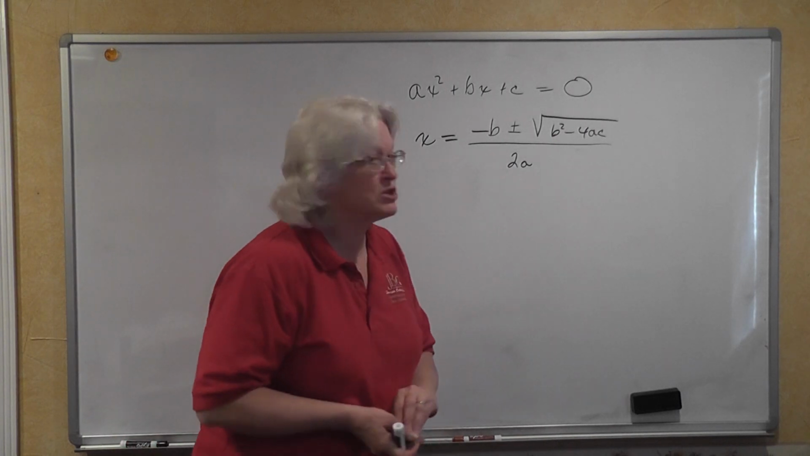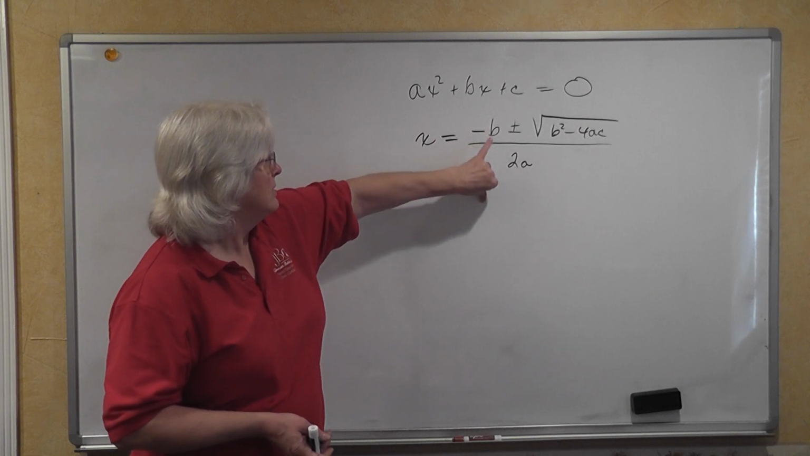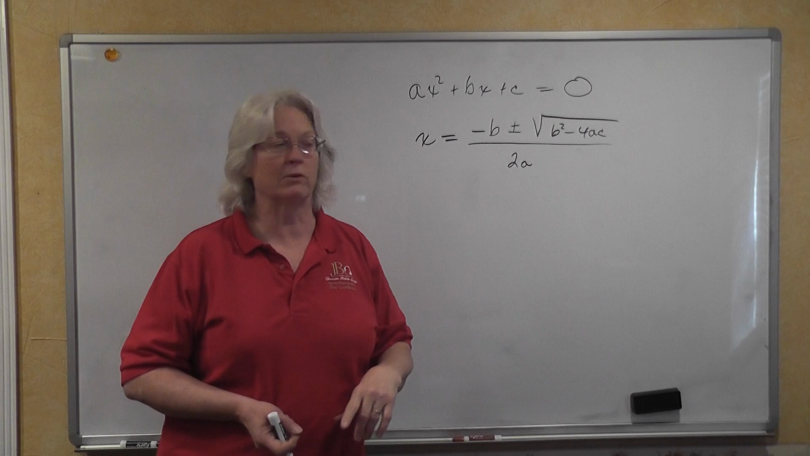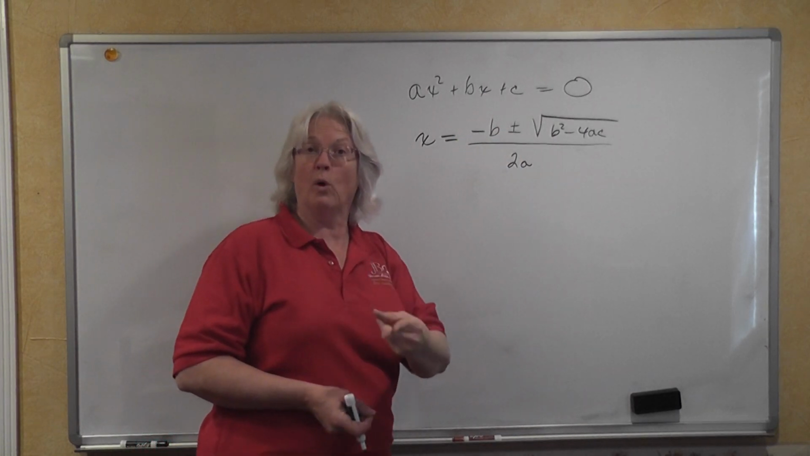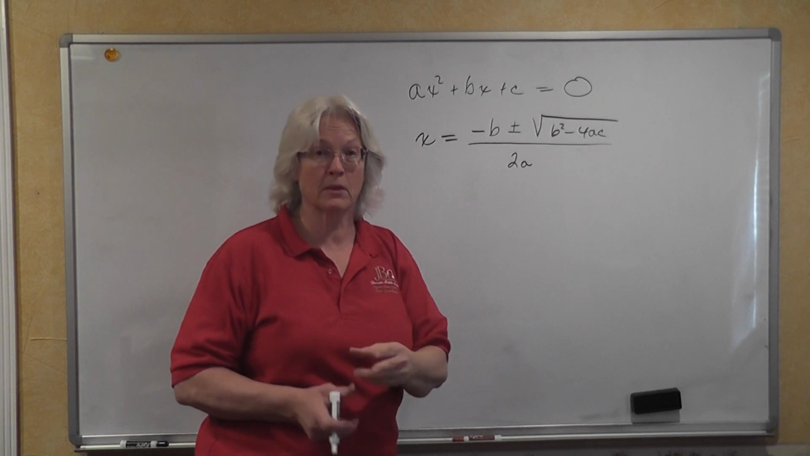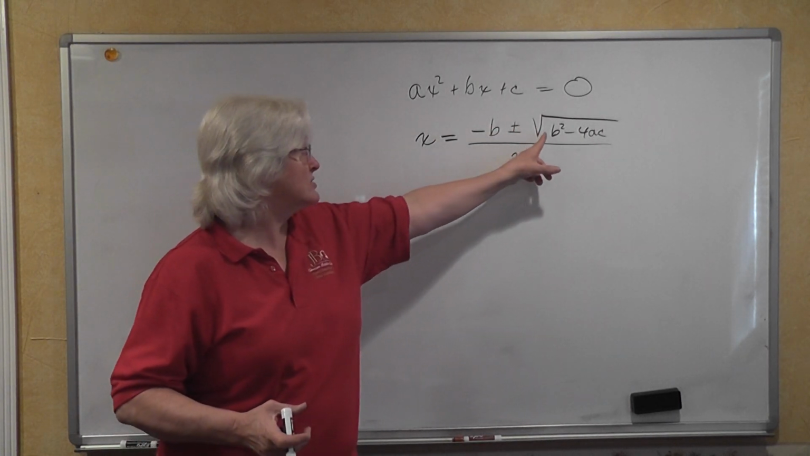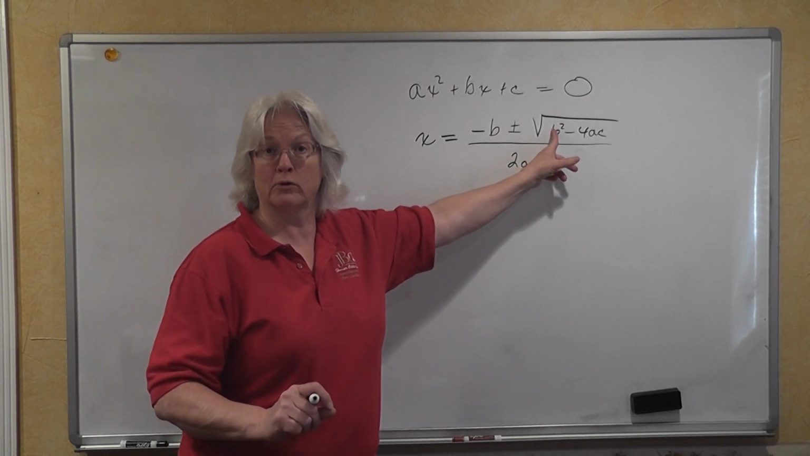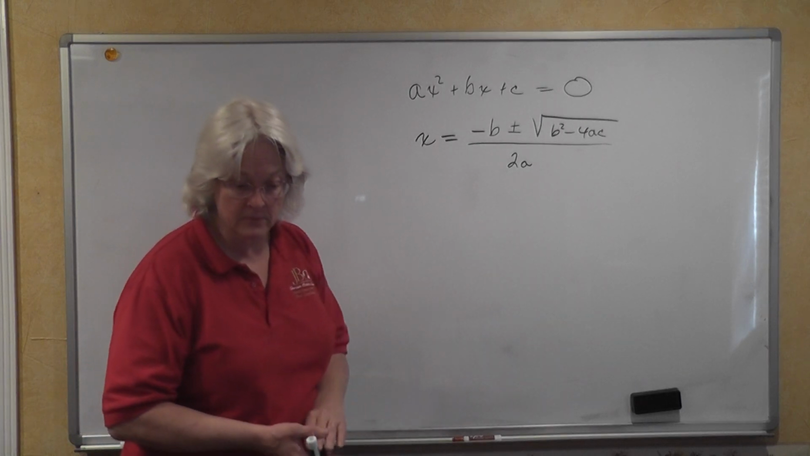Before I go back to that, I want you to notice, when I wrote this, I said this is not negative b. This is the opposite of b, plus or minus the square root. Now the plus or minus is giving us two answers, isn't it? And why is it that we have two answers? Well, we have two answers because there is always a positive and a negative square root. Okay, so we have two answers that are possible here.